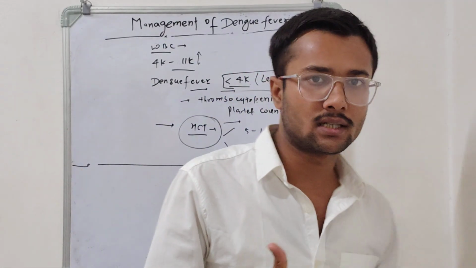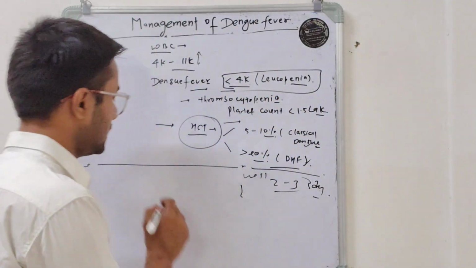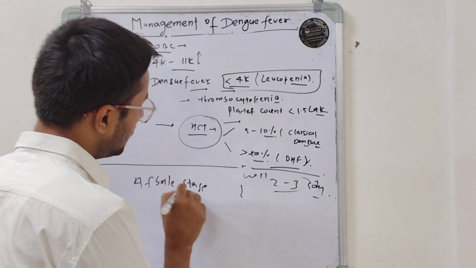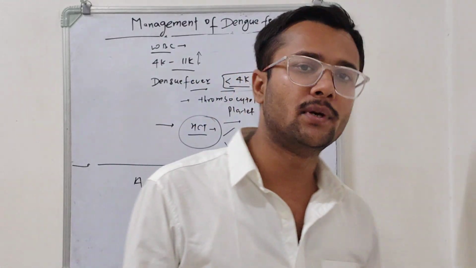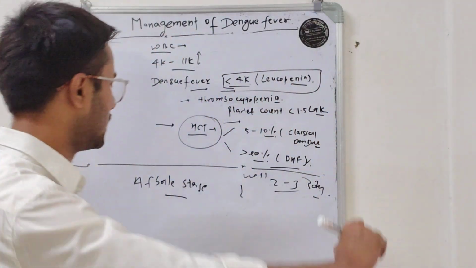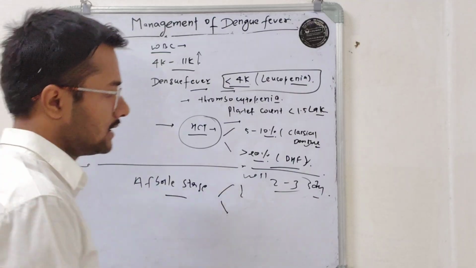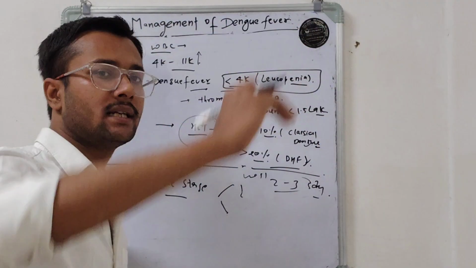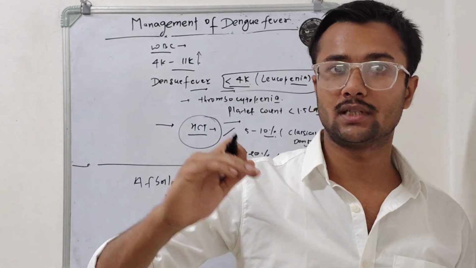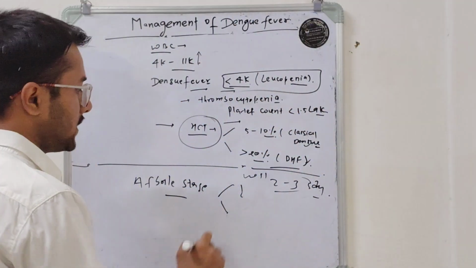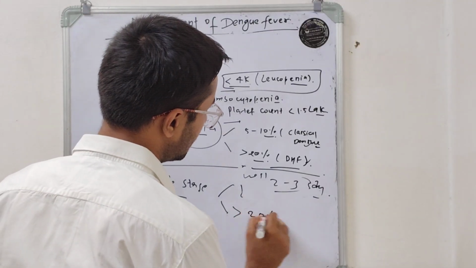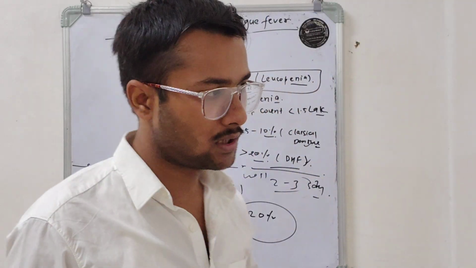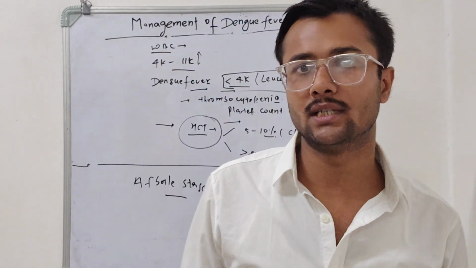So when we check the hematocrit level in the afebrile stage, if you observe that the hematocrit level has fallen or lies in the normal range, then we conclude that the patient is entering the recovery phase. But if the hematocrit level is still persistently elevated, I mean greater than 20%, then we suspect the patient is entering the critical phase, or now has dengue hemorrhagic fever.